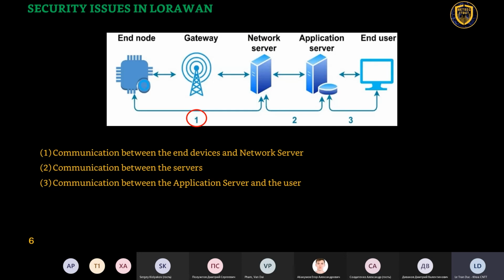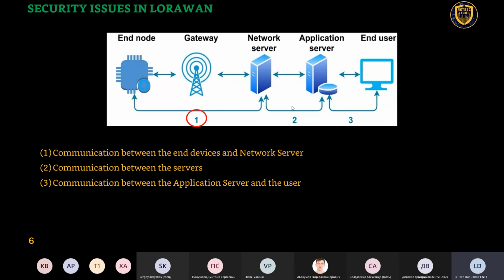However, take a look at the architecture of LoRaWAN. In LoRaWAN, we have three communications. The first one is communication between the end node and network server. The second one is communication between the servers, network server and application server. And the third one is the communication between the application server and the user. The network server is responsible for validating the network access of the end device. And the application server ensures that the network operator does not have access to the end user data.